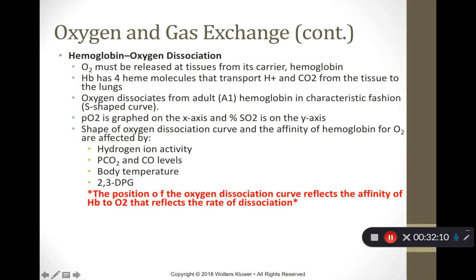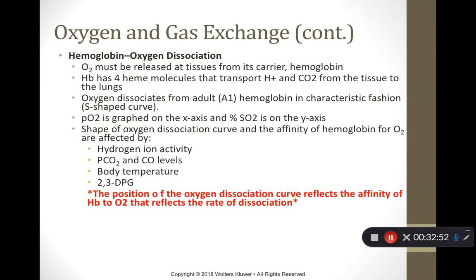The hemoglobin and oxygen dissociation curve shows you that oxygen has to be released at tissues from its carrier, which is hemoglobin. Hemoglobin, again, has four heme molecules that transport oxygen and carbon dioxide between the tissue and the lungs. Oxygen dissociates from adult hemoglobin, which is hemoglobin A, in a characteristic S-shaped curve fashion. The partial pressure of oxygen is graphed on the x-axis and the percent saturation of oxygen on the y-axis.